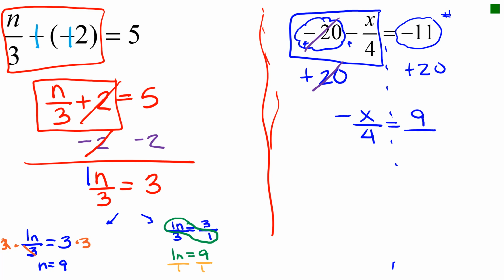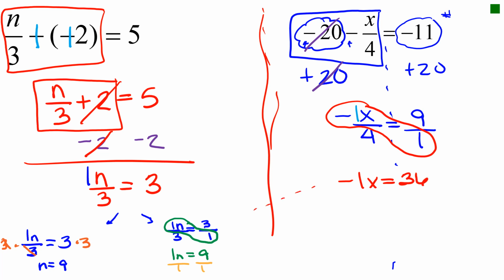I'm going to turn that into a proportion because I personally like that, and I'm going to put a 1 between the negative and the x. I'm going to cross multiply. Negative 1x times 1 is negative 1x. 9 times 4 is 36.